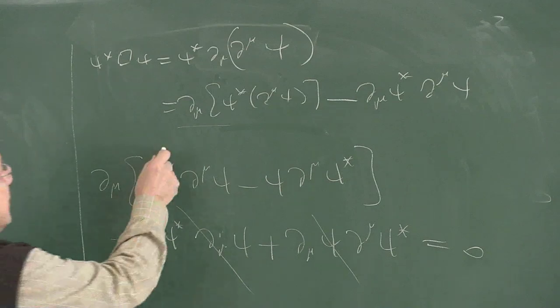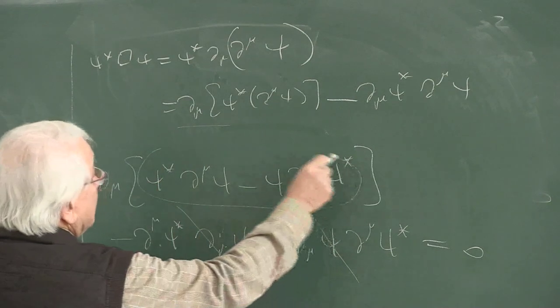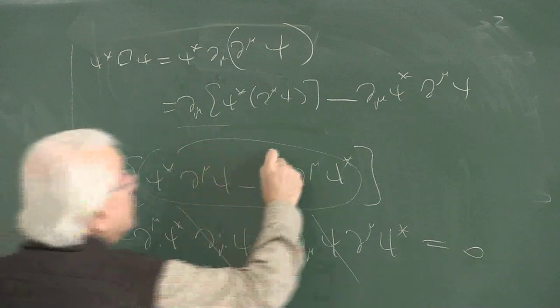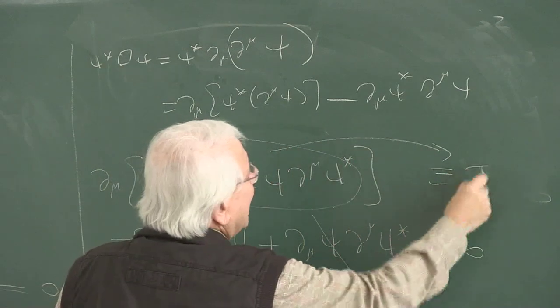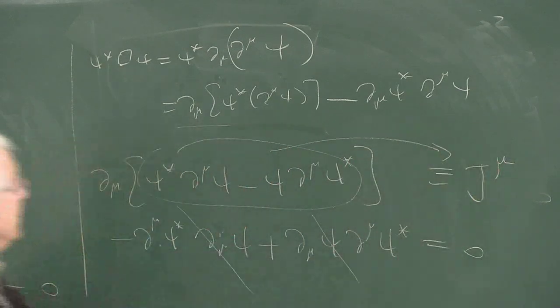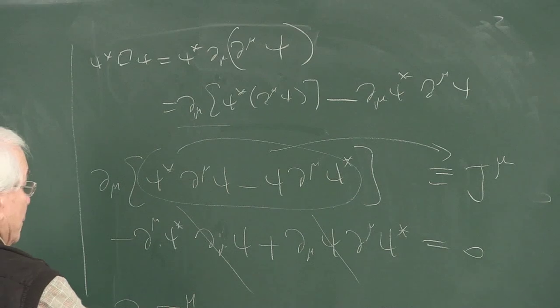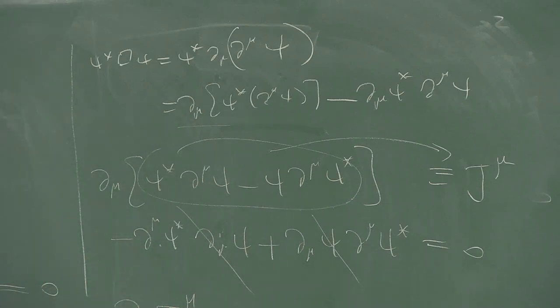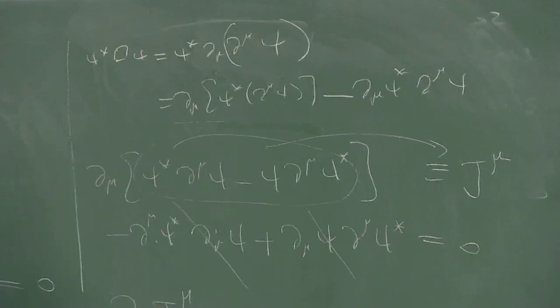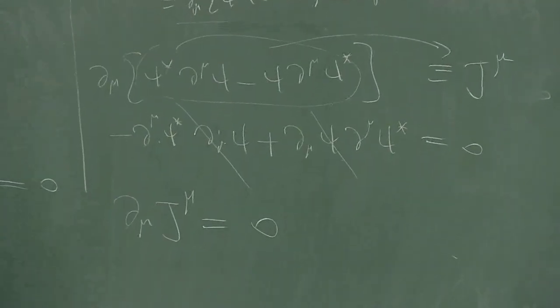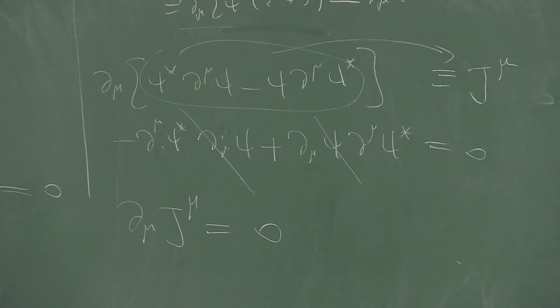Now let's give this a name. Let me identify that as J super mu. It's a definition, nothing more than that. So the equation has the following form: d mu J super mu is equal to zero. Nice. Sort of a conservation law. As I'm leading towards a conservation law, it is good to see it at least in this compact form.